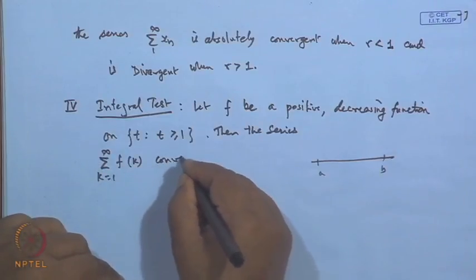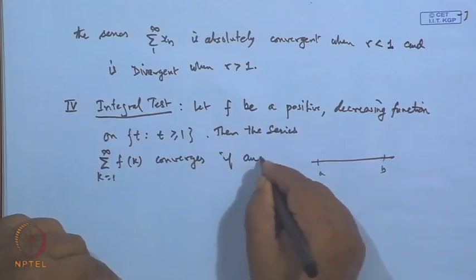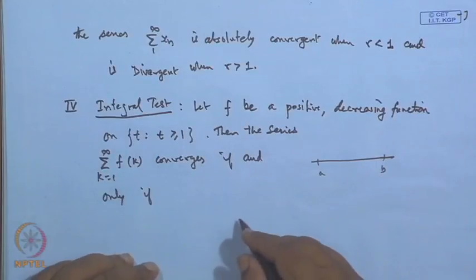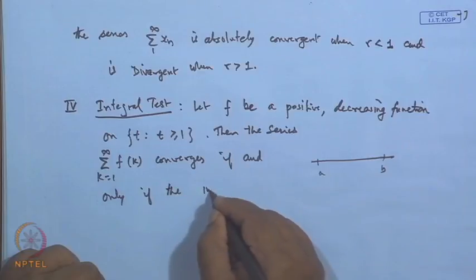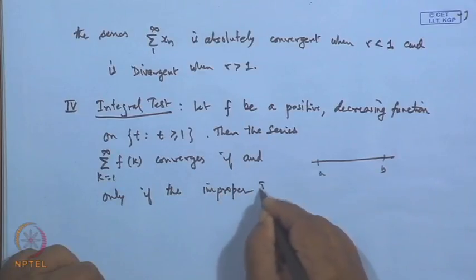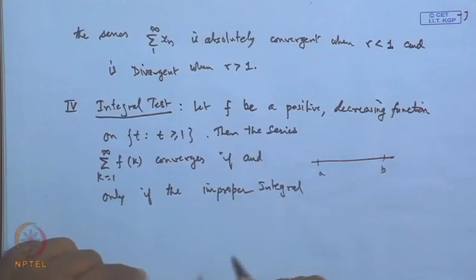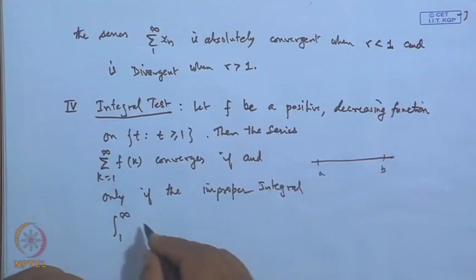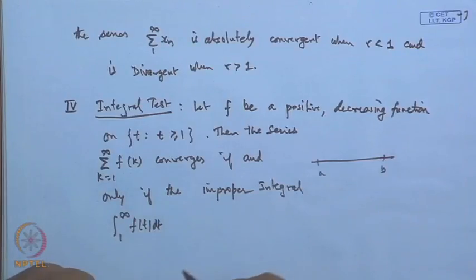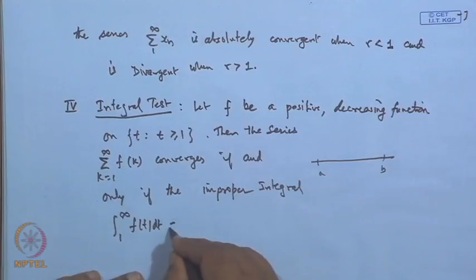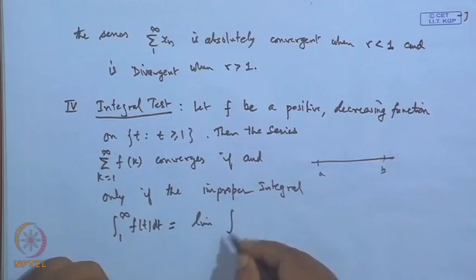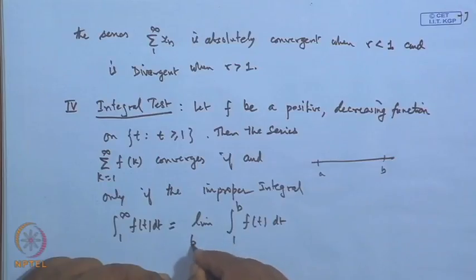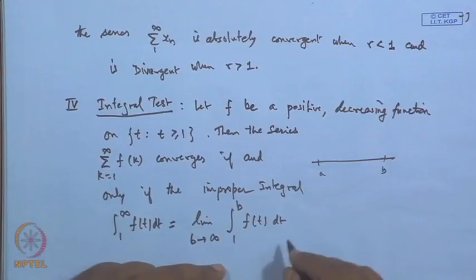converges if and only if the improper integral from 1 to infinity of f(t) dt exists, where the improper integral is the limit of the integral from 1 to b of f(t) dt as b tends to infinity.